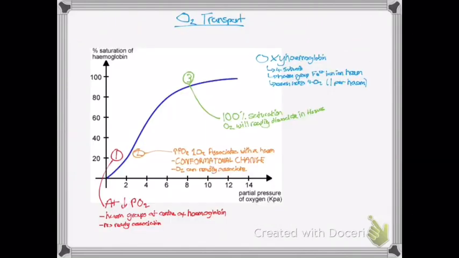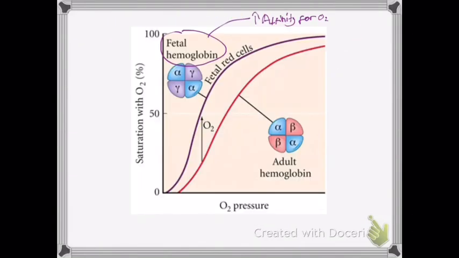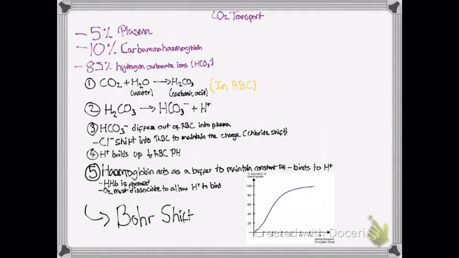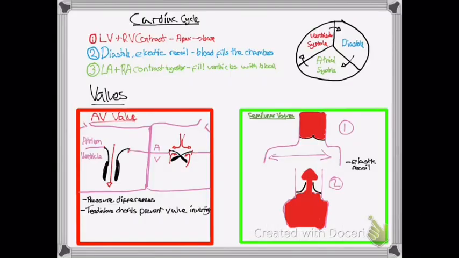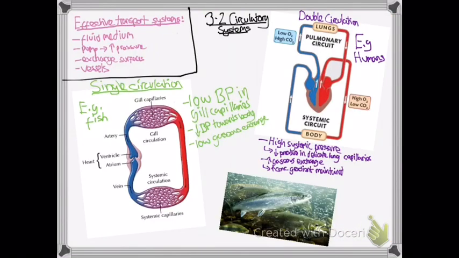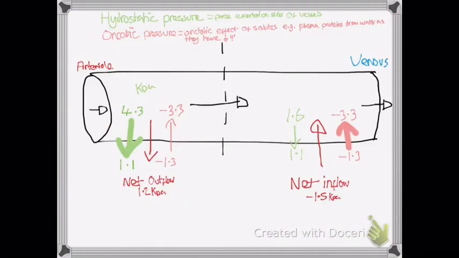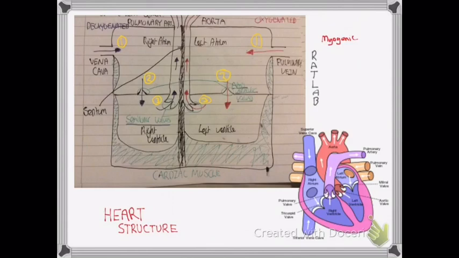We're going to look at ECGs, O2 transport, including oxyhemoglobin, and comparing that with fetal hemoglobin, and then CO2 transport and the Bohr shift. This is following on from my previous video, which was looking at circulatory systems 3.2 and all this content. If you want to look at that video, you can. But first of all, let's get into heart structure.